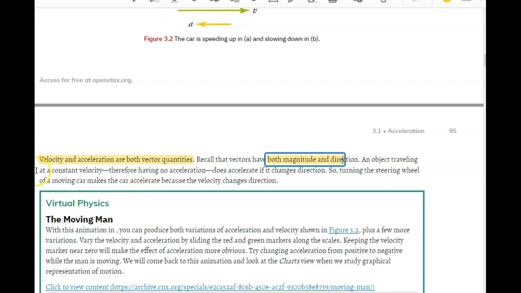So an object traveling at constant velocity is going to have 0 acceleration because there's no change in velocity. So if I'm going 65 miles an hour down the highway for an hour, guess what? My acceleration is 0, but I'm still moving. I'm just moving at a constant rate of velocity.